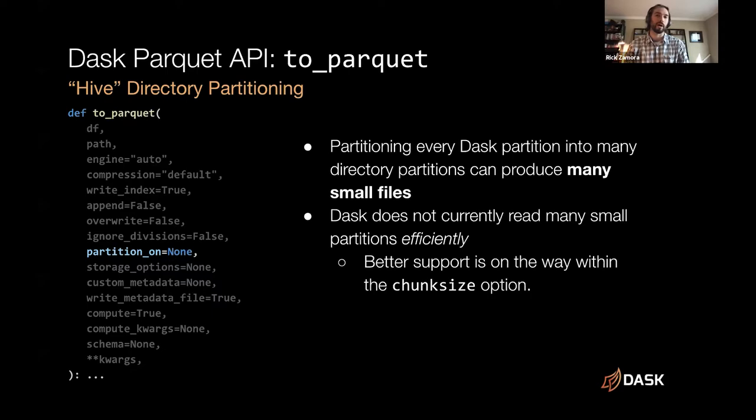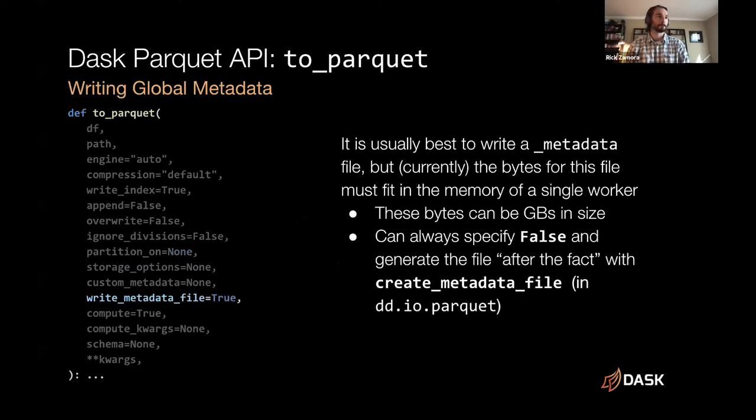But right now, Dask doesn't do a great job of reading this back. And the reason is that we don't do a good job of aggregating small files together yet. So what you're effectively going to do is read in lots of small files into distinct partitions, and you're going to do a lot of file accesses and small file reads. And this is typically not anywhere as fast as it should be yet. So there's better support on the way, and the chunk size option, I'll get to that later.